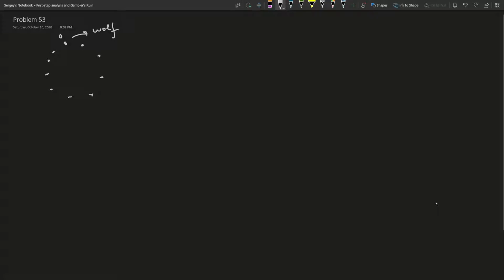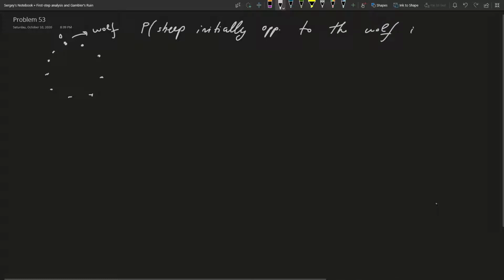So we'd like to find the probability that the sheep initially opposite to the wolf is eaten last. So this sheep here, let's call this index I, we'd like the probability that this sheep is eaten last.